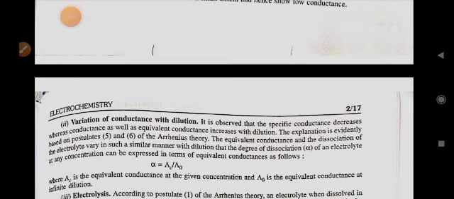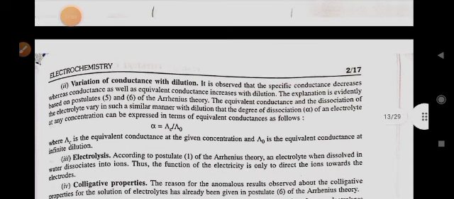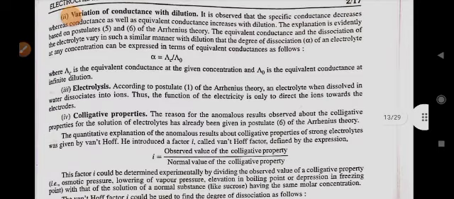The explanation is evidently based on postulates 5 and 6 of the Arrhenius theory. The equivalent conductance and the dissociation of the electrolyte vary in such a similar manner with dilution that the degree of dissociation of an electrolyte at any concentration can be expressed in terms of equivalent conductance as lambda C upon lambda naught, where lambda C is the equivalent conductance at the given concentration and lambda naught is the equivalent conductance at infinite dilution.